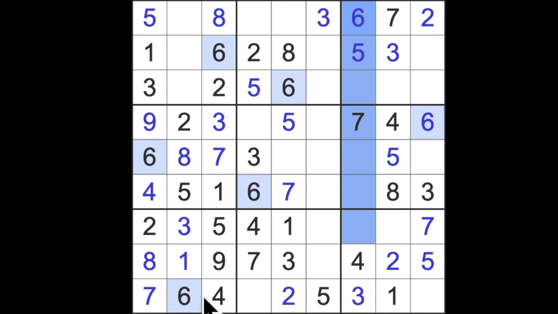6 blocking down here and 6 blocking across here means that's our 6. 6 blocks that way and 6 blocks this way. So that's the final 6. So 3, 5 and 6 are our completed numbers. We don't need those anymore. We're looking for 8, 9.